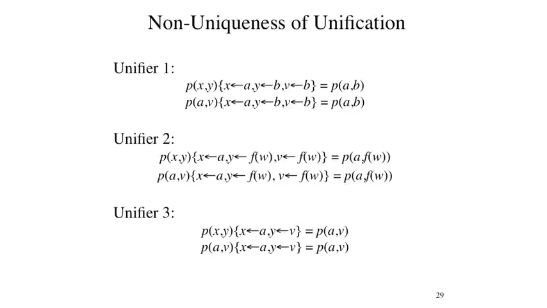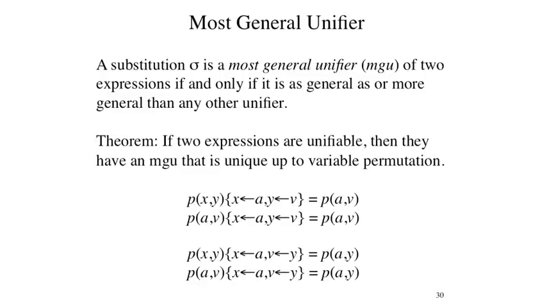And in fact, the substitution at the bottom is more general than the other two in that the reverse does not hold. There's no way to convert either one of the first two into the third unifier by applying an additional substitution. Now, in resolution, we're interested only in unifiers with maximum generality. It's called a most general unifier, or MGU, and it's defined as follows. An MGU sigma of two expressions has the property that it is as general as or more general than any other unifier.